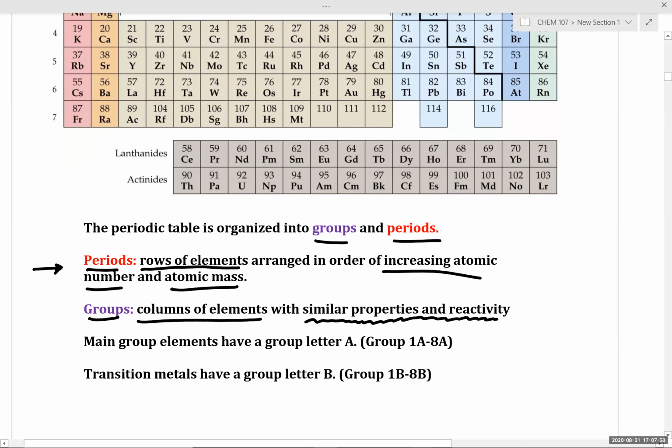Now, each group has certain letters and numbers associated with it. Main group elements have the group letter A, while transition metals have the group letter B.